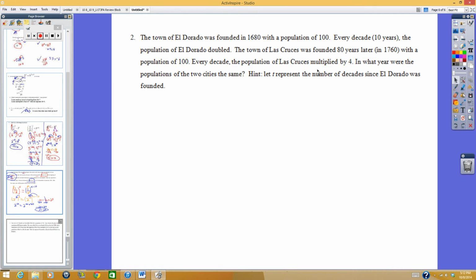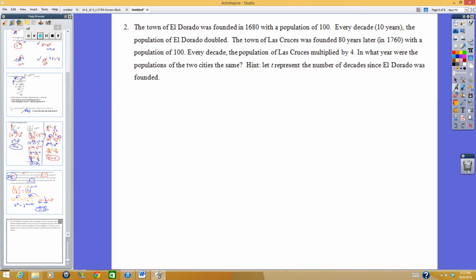The town of El Dorado was founded in 1680 with a population of 100. Every decade, so every 10 years, the population of El Dorado doubled. The town of Las Cruces was founded 80 years later. Wait, okay. In 1760, with a population of 100. Every decade, the population of Las Cruces multiplied by 4. In what year were the populations of the two cities the same? Man, this is tough.